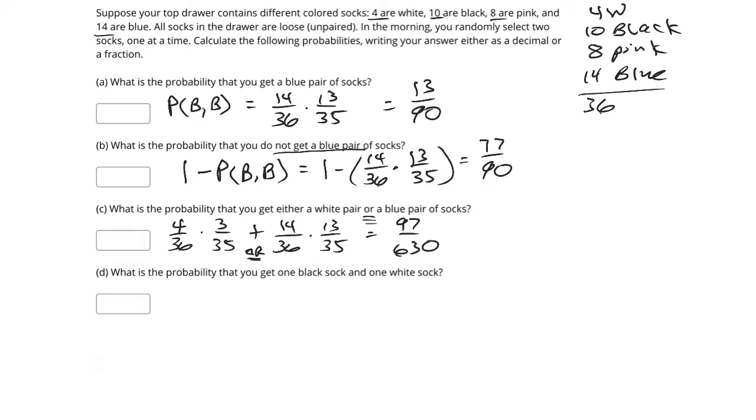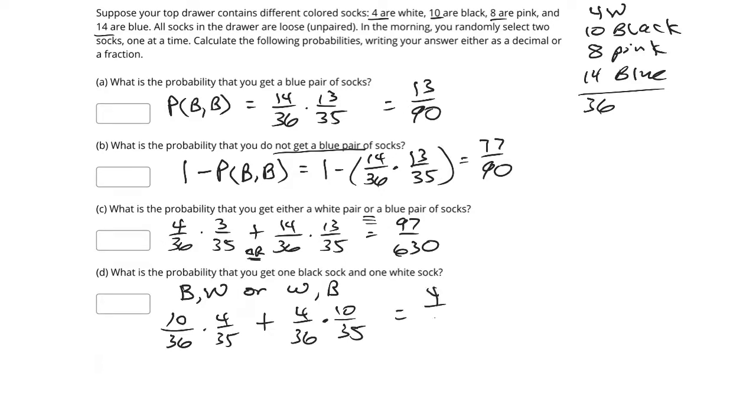And then finally, what is the probability you get 1 black sock and 1 white sock? So there's 2 ways to do that, because you could go black and then white, or you could go white and then black. That's how you get that set. So then that would be, for black, 10 out of 36 times 4 out of 35 to get that white, or you would have 4 out of 36 white times 10 out of 35 black. Then if you type all that in your calculator correctly, use math frac, and you'd get 4 out of 63 for this example.